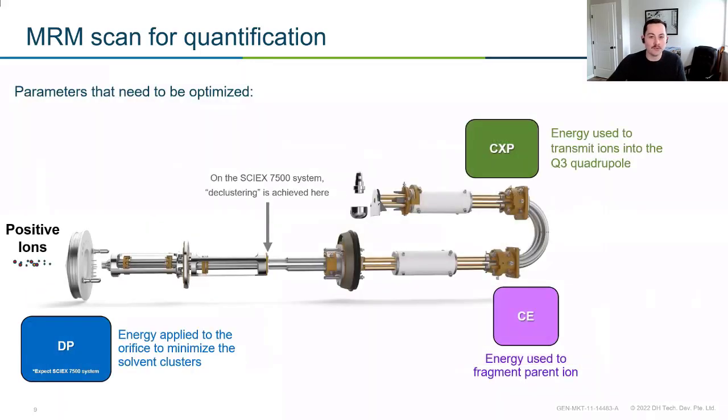And we're really after these three major parameters: the declustering potential. So if you remember, that's the energy used to minimize solvent clusters. So that's really going to depend on the parent compound. The collision energy, so that's the energy we're using to create fragmentation. And then the collision exit cell potential, or the CXP. So that would be the energy used to transmit ions through Q3. So these are the three things that we are going to optimize for each one of those transitions.